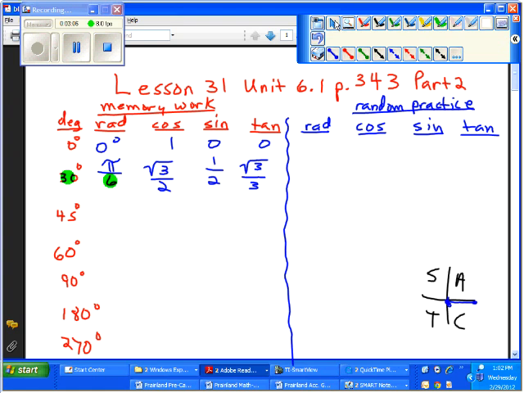Now, the tangent of 60 is square root 3, and the tangent of 30 is square root 3 over 3. The divided by 3 makes it smaller, which makes sense. The smaller angle would have a smaller ratio, you see. Anyway, and then we've got 45 degrees.